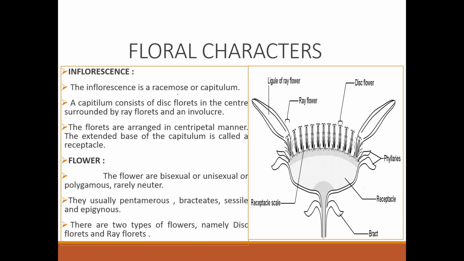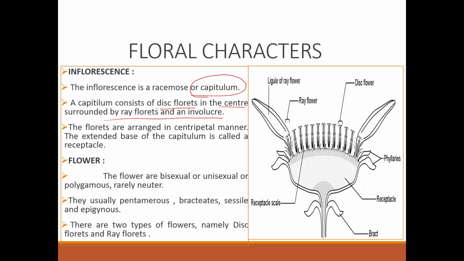Inflorescence in this particular group is either racemose or capitulum. Capitulum, which is also called a head, is a special type of inflorescence. It consists of disc florets in the center, surrounded by a number of ray florets and involucral bracts. These florets are arranged in a centripetal manner. The extended base of the capitulum is called the receptacle.